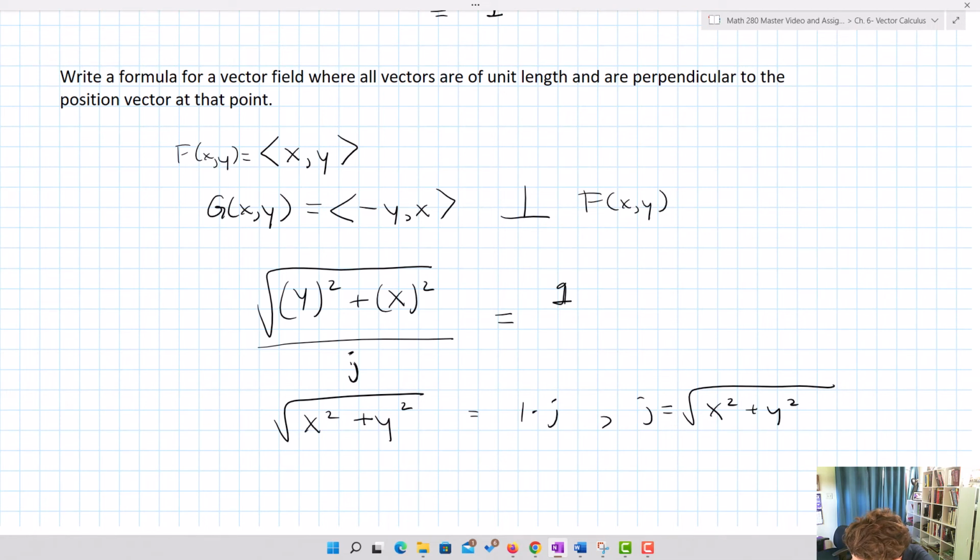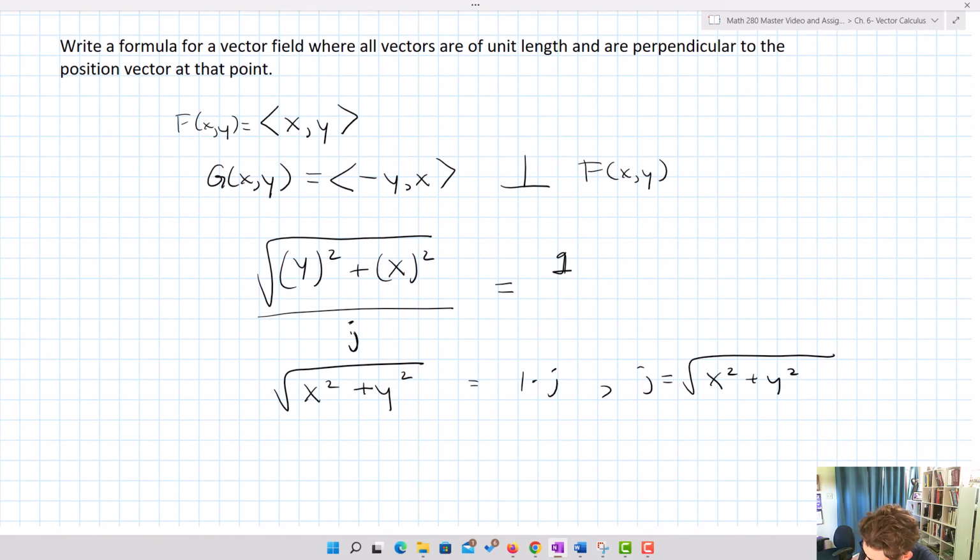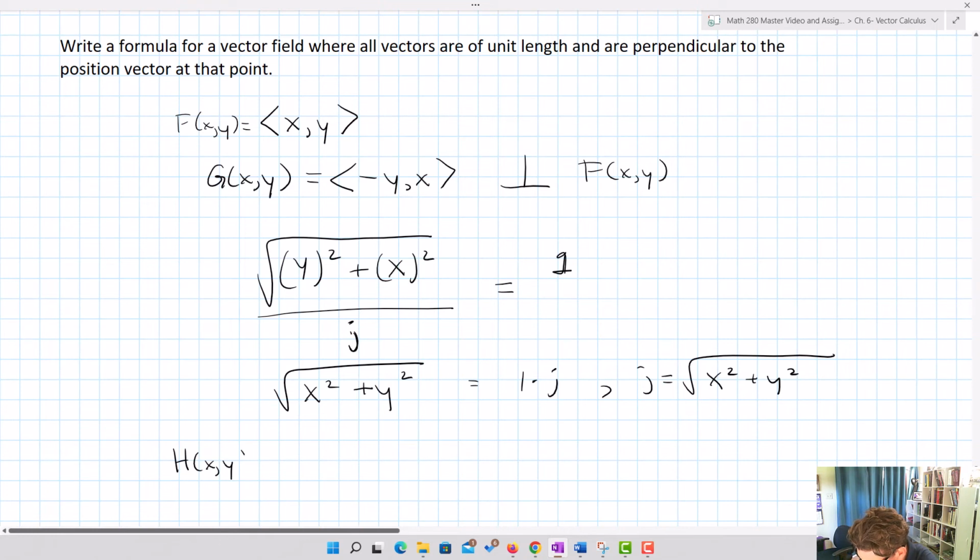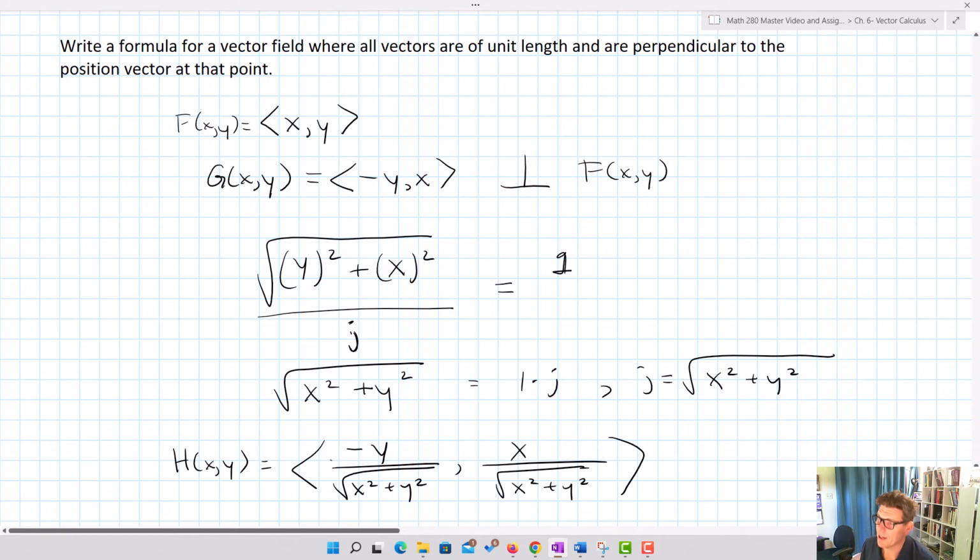So what we're going to do is take each component of our vector field and divide it through by the square root of x squared plus y squared. So our new vector field, call it big H of x, y, is going to equal negative y over the square root of x squared plus y squared, comma, x over the square root of x squared plus y squared. So basically what you get here is a rotational vector field in which all of the vectors have a unit length.